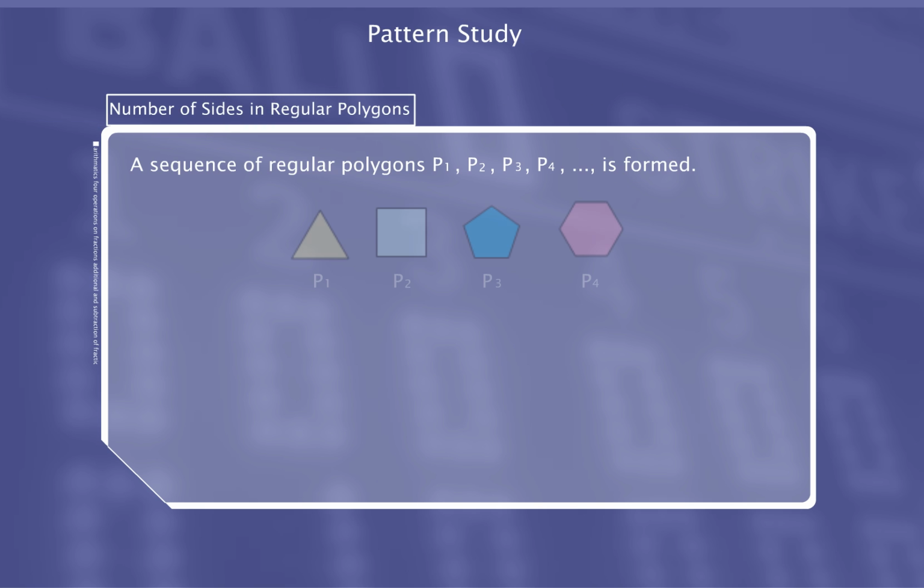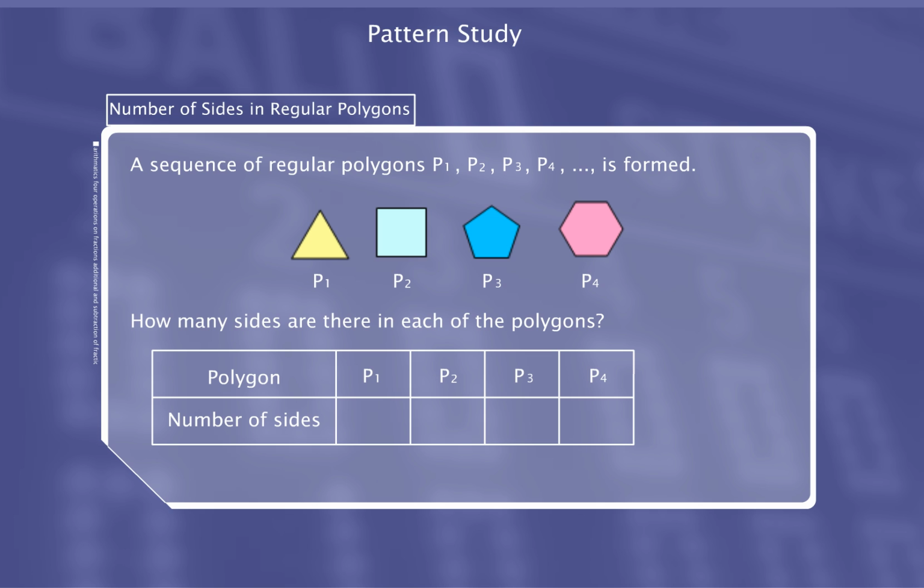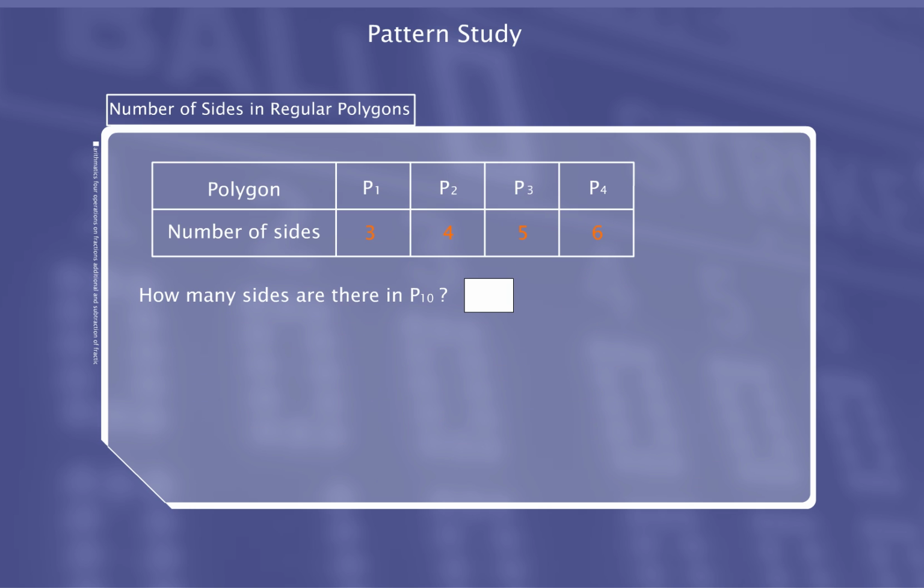A sequence of regular polygons, P1, P2, P3, P4 is formed. How many sides are there in each of the polygons? How many sides are there in P10?